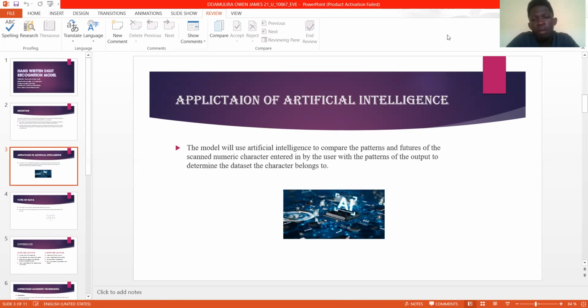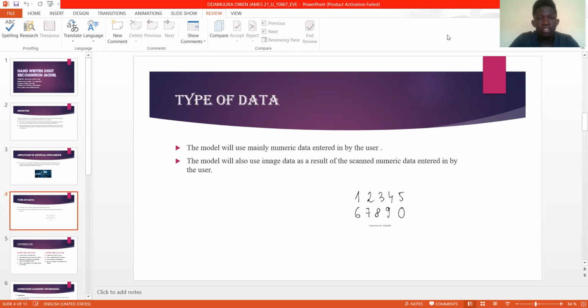Then if you come to application, how am I going to apply artificial intelligence? It uses patterns and features of your digit. When you take in the image which we have scanned, that digit will have features. We look for corresponding features in our classes to see where your data belongs and provide you with the available output. I'll be talking about it more in the slides to come.